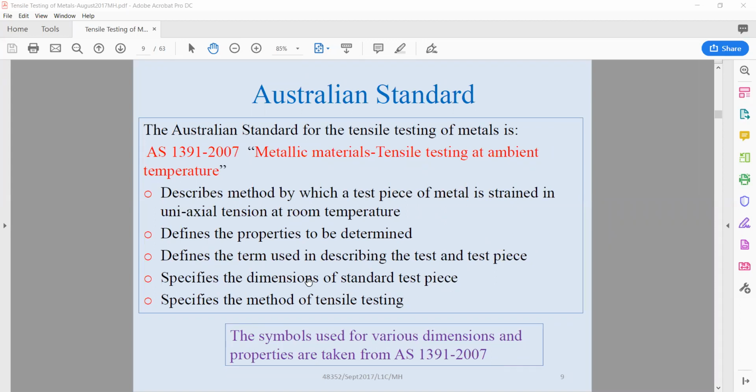It specifies the dimensions of the standard test piece. The standard tells us what the dimensions of the test piece should be, if it is flat, if it is round, if it is unmachined. It also specifies the method of tensile testing. It specifies the type of equipment, the type of testing machine you use. The symbols used for various dimensions and properties in these slides are taken from the Australian standard.